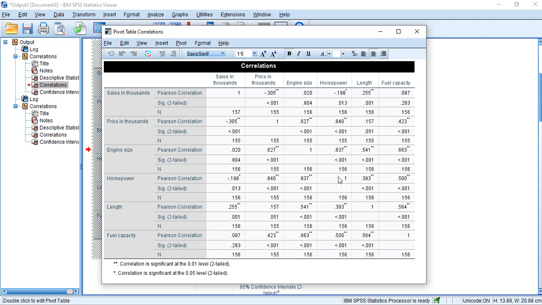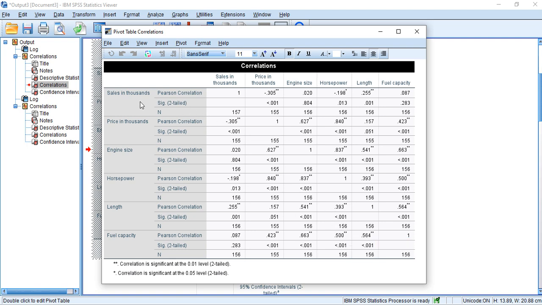So the stars are able to show where there is a significance. So when you do the correlation analysis, you should quickly look at those intersections where there will be those stars, whether 1 or 2, which will show a bit of a relationship. So considering this, fuel capacity with horsepower, there is a relationship.